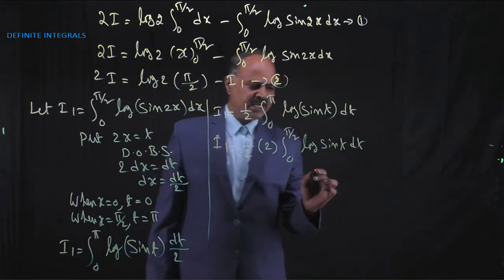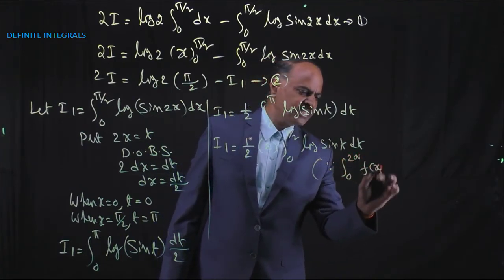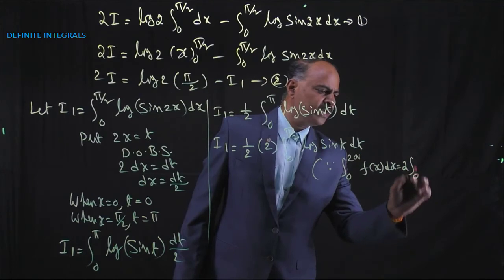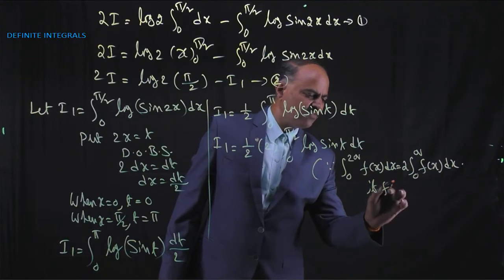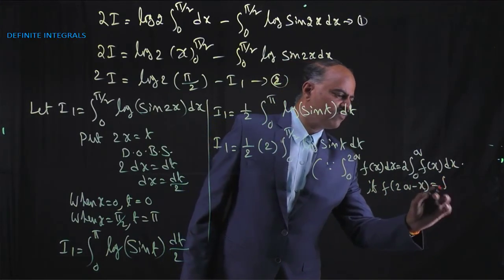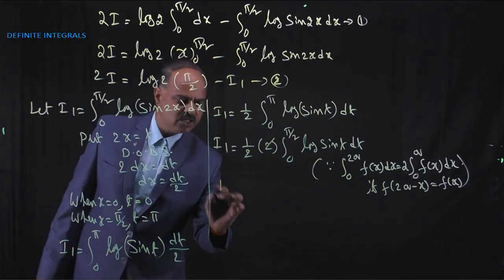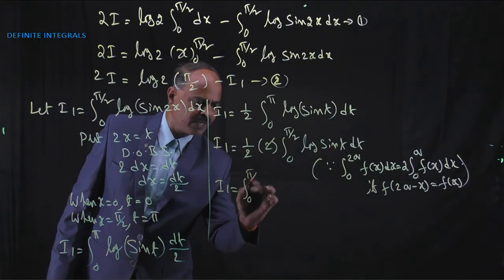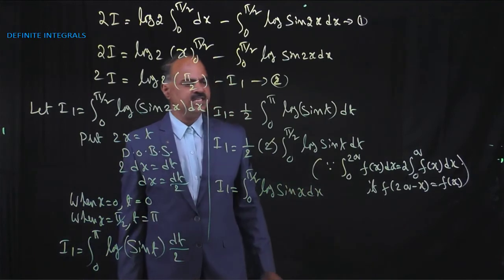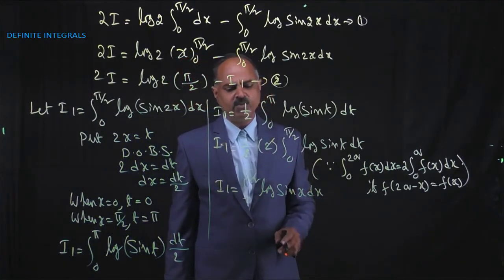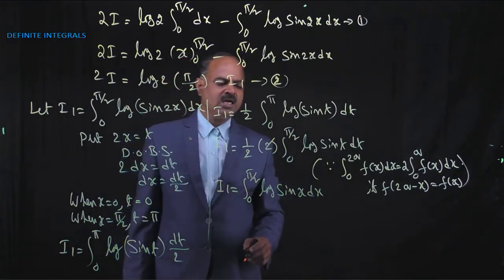Since integral 0 to 2a of f of x dx equals 2 into integral 0 to a of f of x dx, if f of (2a minus x) equals f of x. So here the 2 and this 2 get cancelled. So I1 equals integral 0 to pi by 2 of log sin x dx. Since changing the variable without changing the function and the limits only changes the variable, I1 equals integral 0 to pi by 2 of log sin x dx.